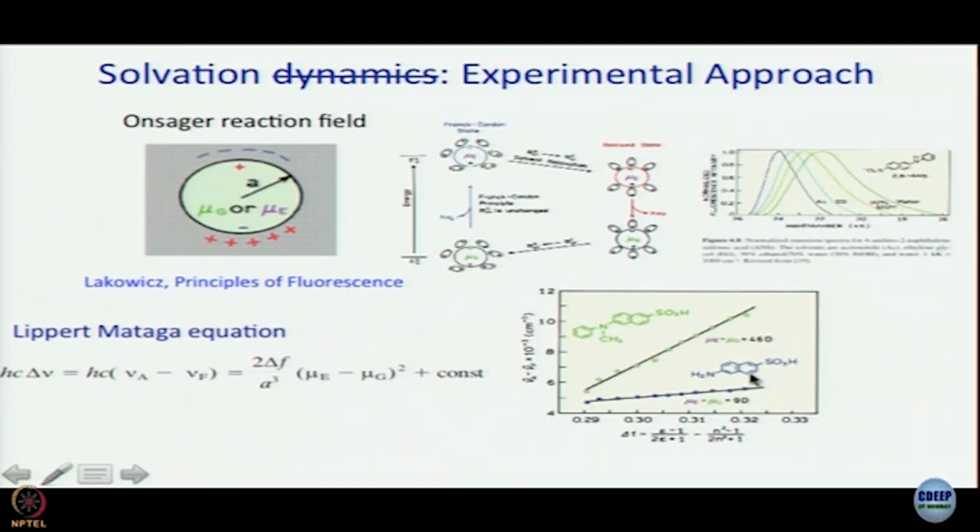You see that in this case delta mu turns out to be 9 D, in this case delta mu turns out to be 46 D. So, of course, this has a much more polar excited state compared to ground state. So, this will be a better marker of polarity compared to this one.